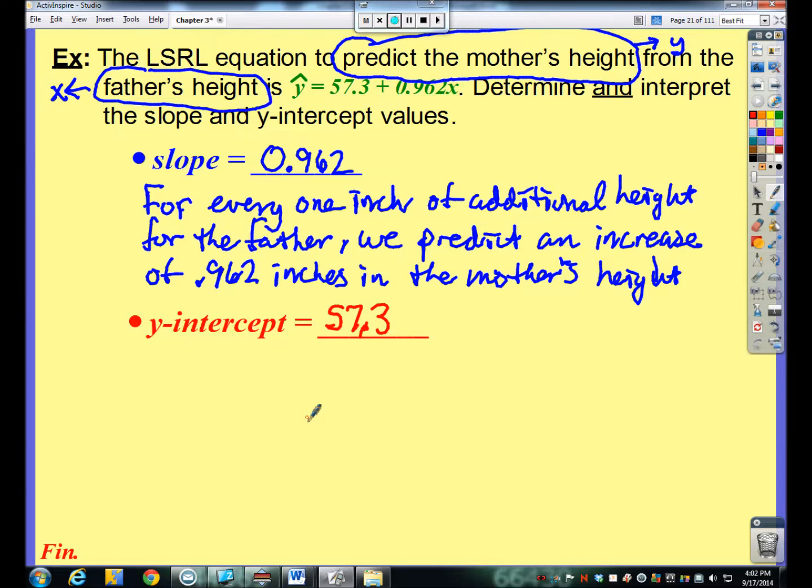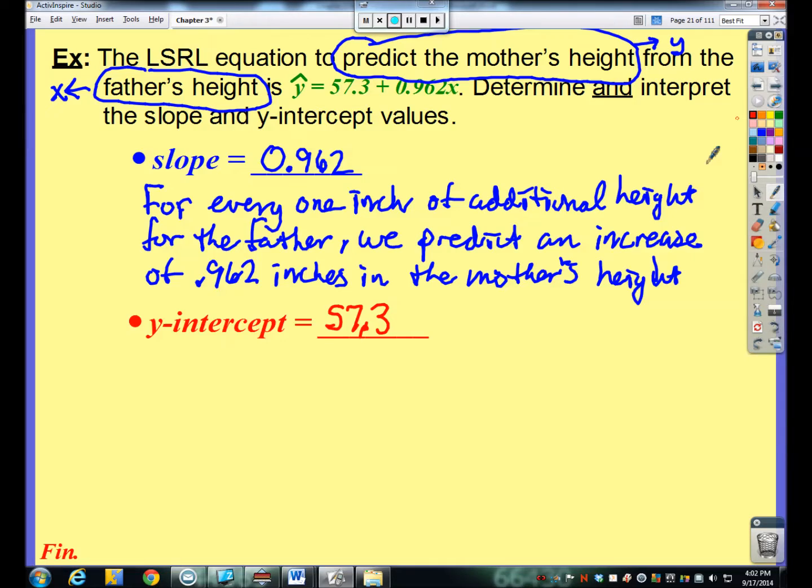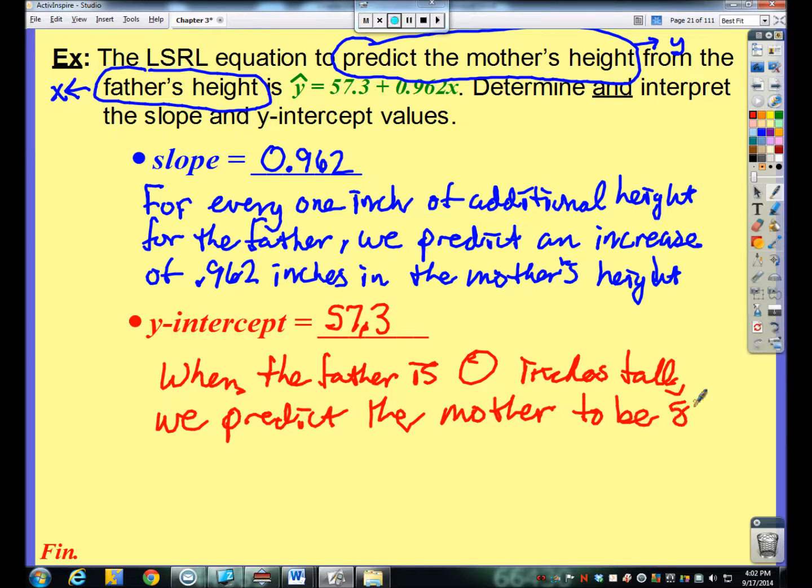So how do we interpret this? Well, earlier we said when x is 0, then our predicted y will be the a value. So what this means is when the father is 0 inches tall, we predict the mother to be 57.3 inches. Now, does that make sense when dad is basically non-existent? We have mom that's 57.3 inches.